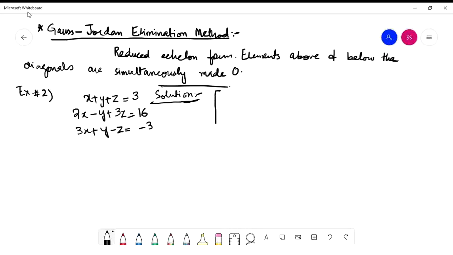I am just writing the augmented matrix directly. Your augmented system is 1, 1, 1 and 3; 2, minus 1, 3 and 16; and 3, 1, minus 1 and minus 3. First, you can choose to make the elements below the diagonal zero or above the diagonal. It's your choice. I want to convert this 2 and 3 to 0, and also the 1 below the diagonal to 0 eventually.